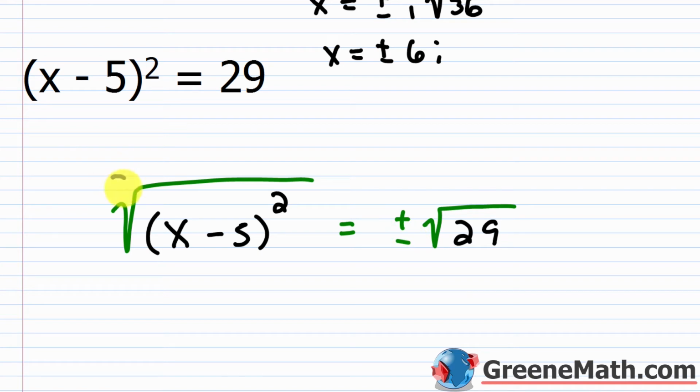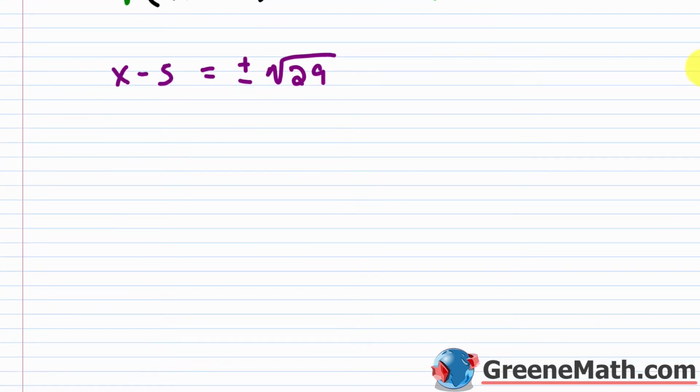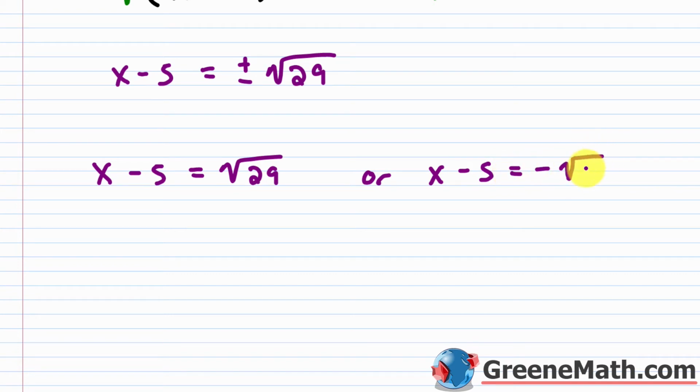So if I write this with a visible index of 2, this cancels with this, and I'm left with just the x minus 5. That's what was being squared. And this equals plus or minus the square root of 29. Okay? So I'm going to split this up into two different equations. I would have that x minus 5 is equal to the square root of 29, or x minus 5 is equal to the negative square root of 29.